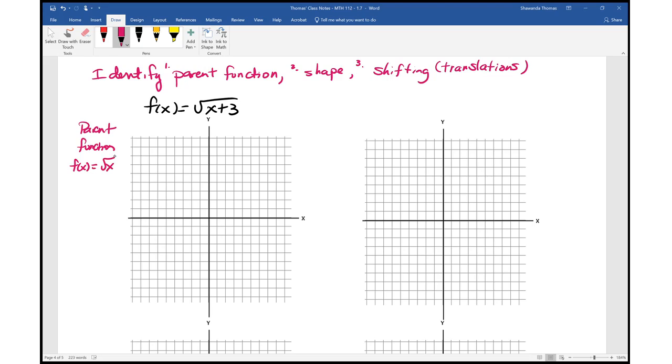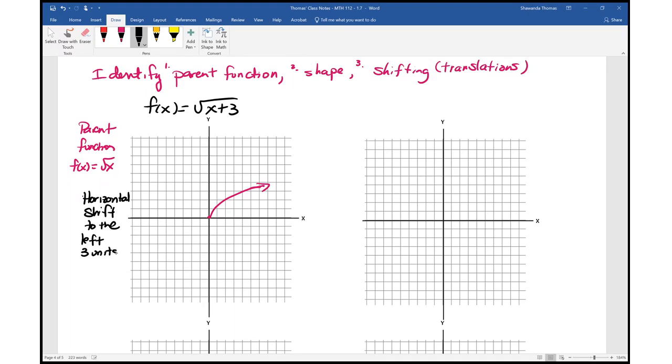How does it look? Well, the shape is normally like this, like the rainbow, going off to the right. However, we have some shifting going on. What is the shifting? Do we have a horizontal shift or a vertical shift? We actually have a horizontal shift. Where though? From the original, where are we going? Horizontal shift to the left, 3 units.